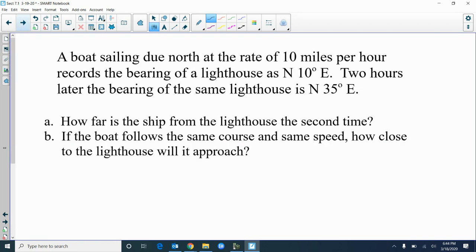Now, let's take a look at a problem. And the biggest thing with all of these word problems is setting up the correct picture. You don't set up the correct picture, you're going to be dealing with an incorrect answer, obviously.